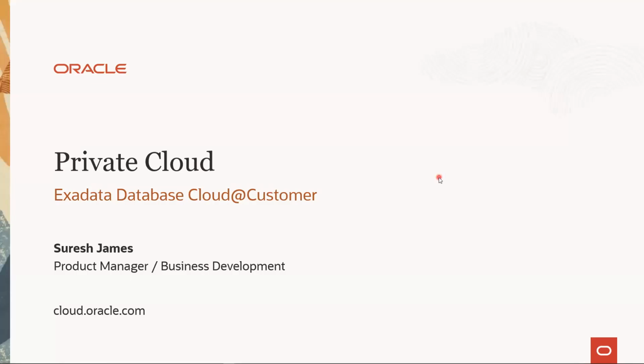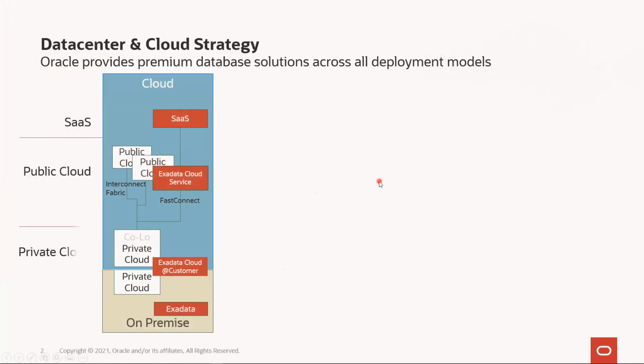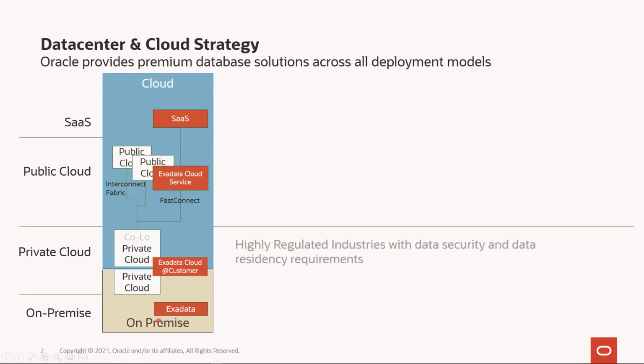This is a short presentation about the Exadata Cloud Customer in a private cloud deployment. A few things I'll cover in this short presentation: one is generally about the private cloud, when it's used, about this specific cloud service, the cost components of this cloud service, as well as how you can create a hybrid architecture between the private cloud and one or more public clouds.